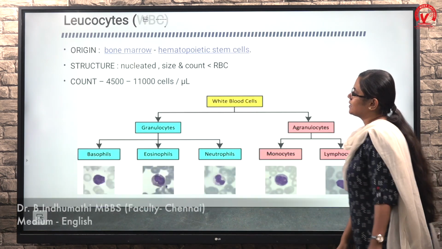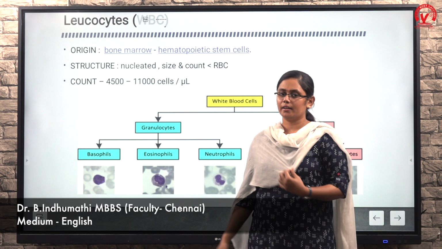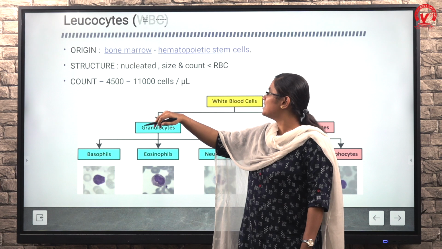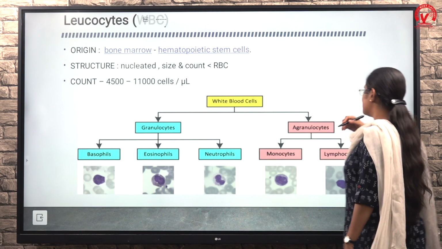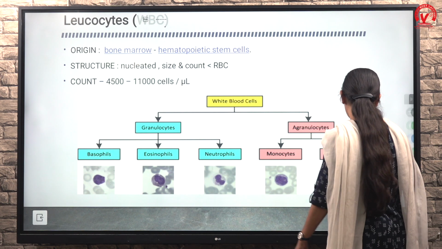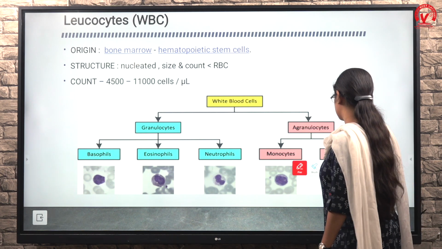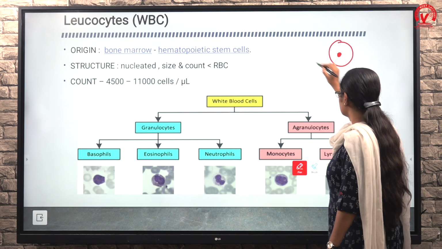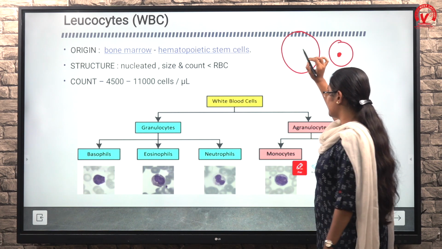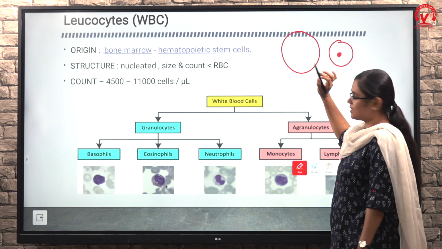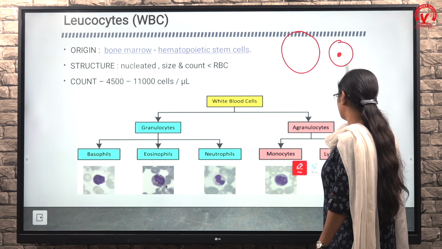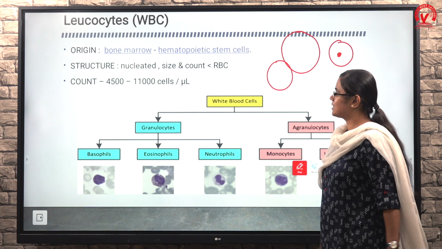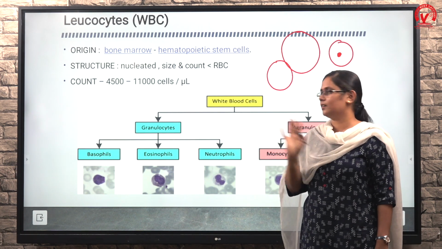Next slide. Next, coming to WBC cells. Similarly, WBC cells also originate from bone marrow, from the same hematopoietic stem cells. So we saw RBCs are anucleate, whereas WBCs are nucleated cells. They have a nucleus and the size is less than that of RBC. So RBC has no nucleus, WBC has a nucleus, RBCs are larger than WBCs and the count will also be larger than that of WBCs. So this is the basic difference between RBCs and WBCs.